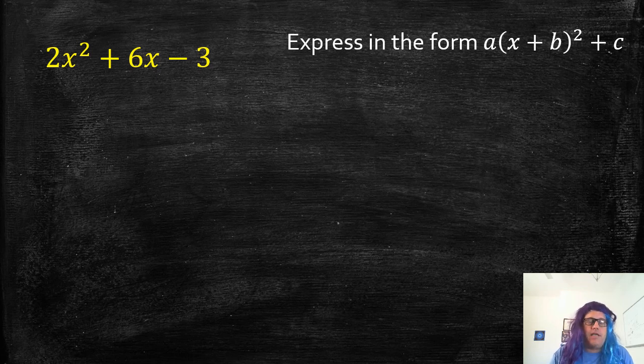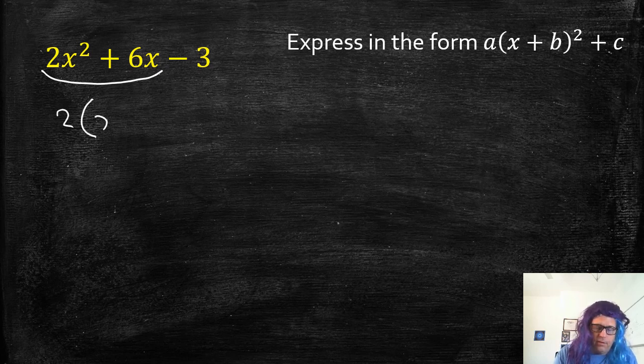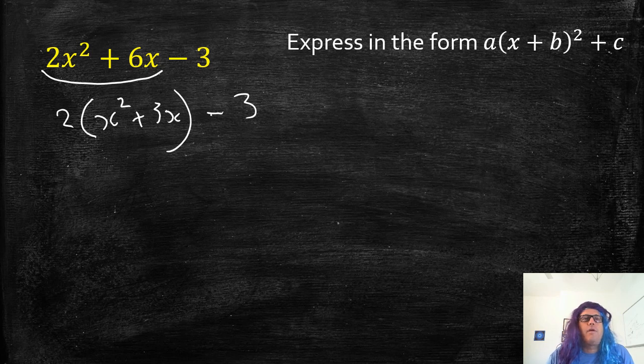Okay, let's look at another example. I need to complete the square on this bit here. I need to make A 1. So how do I make A 1? Well, right now A is 2. I have to factor out a 2. So I'm going to have 2 times (x squared plus 3x), and I still have my minus 3. Don't forget, it's coming along for the ride.